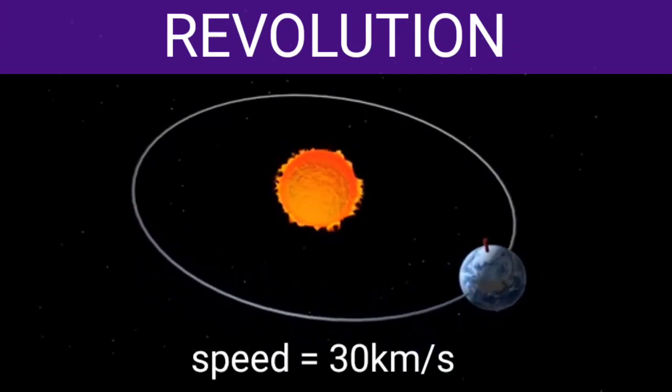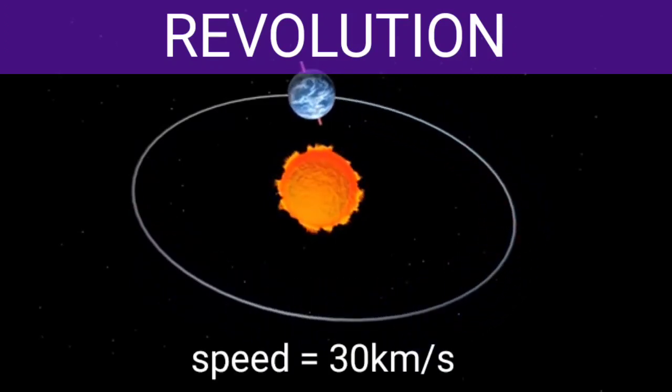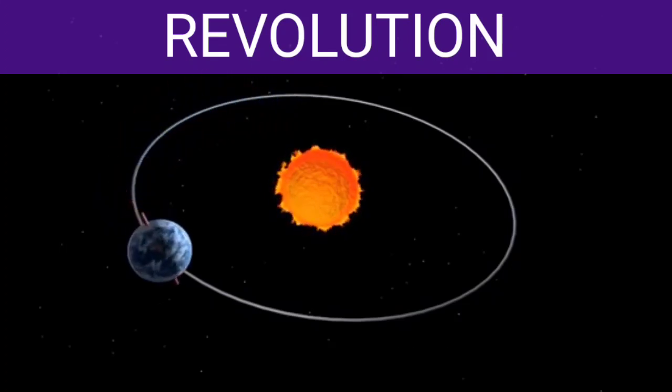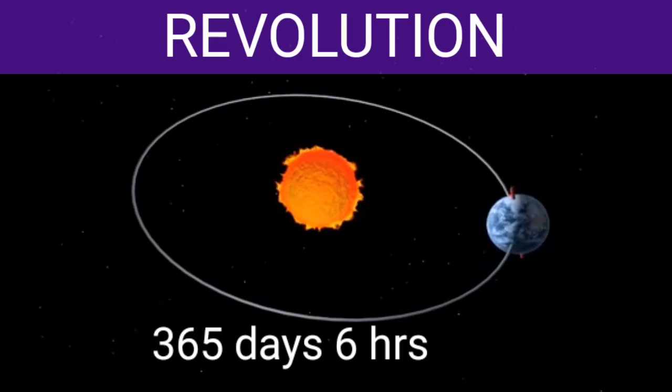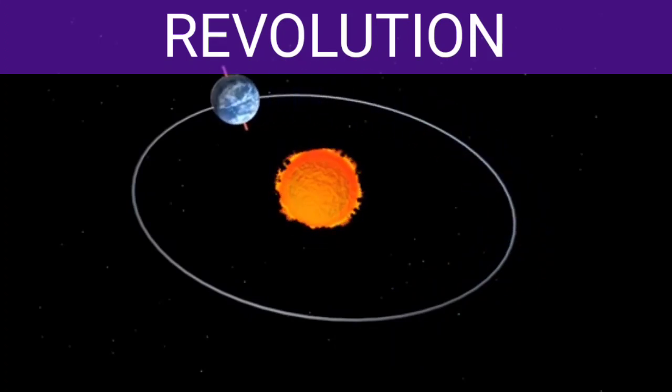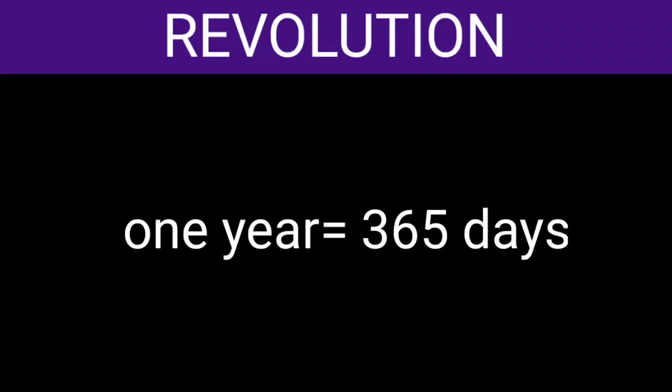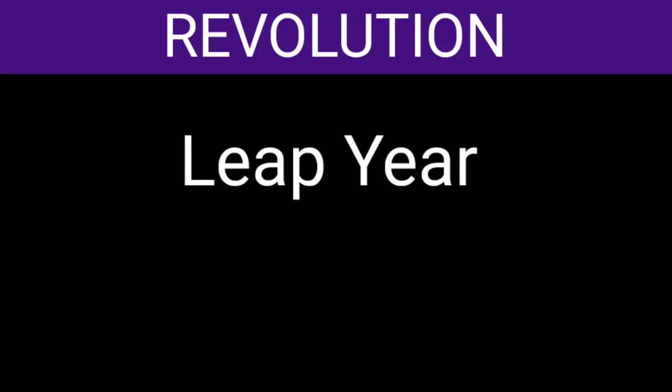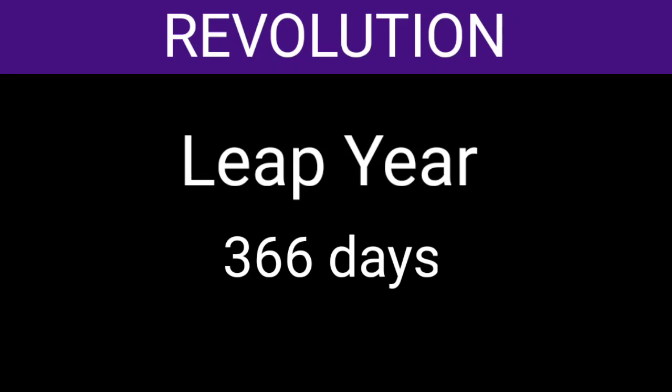Earth revolves around the sun at a speed of 30 km per second. The Earth takes almost 365 days and 6 hours to revolve around the sun. However, we consider only 365 days in a year, and the 6 hours have to be adjusted. So how we do the adjustment is by adding 1 day to February after every 4th year, and the 4th year is termed as a leap year, and the leap year has 366 days in total. So these were the few characteristics of the revolution.